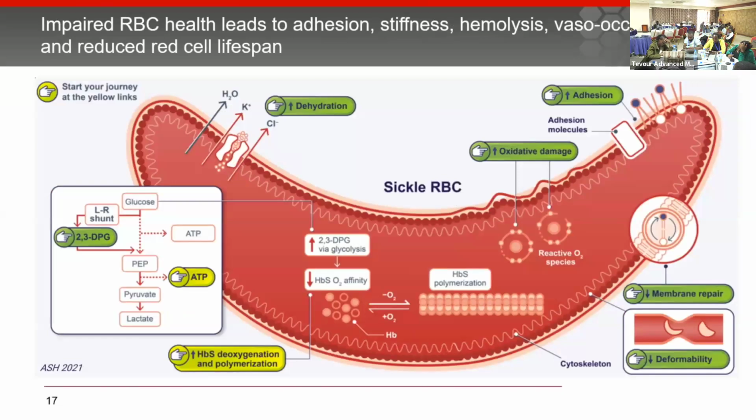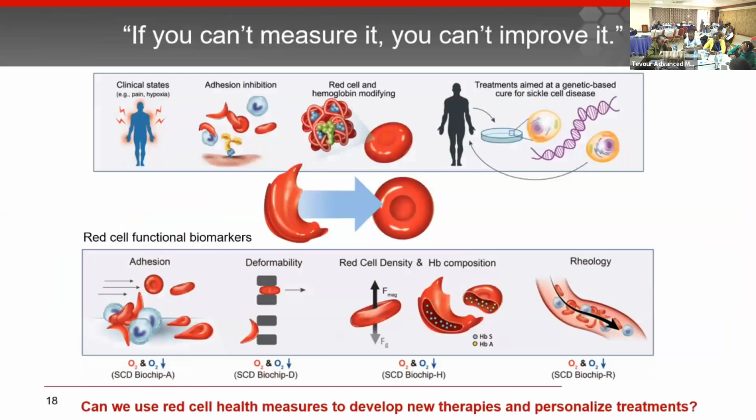So in my PhD, I've been able to look at these different properties. How do we measure properties like oxygen affinity? And when red blood cells lose oxygen affinity, how does it impact deformability? When we have an impact on deformability, how does it affect adhesion? Because all these are key parameters in the assessment of a single red blood cell as it moves through different capillaries. So, like I said, if we can't measure it, then we can't improve it.